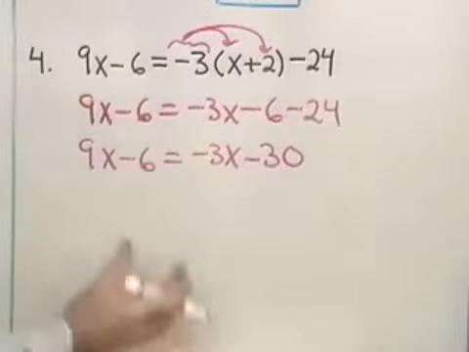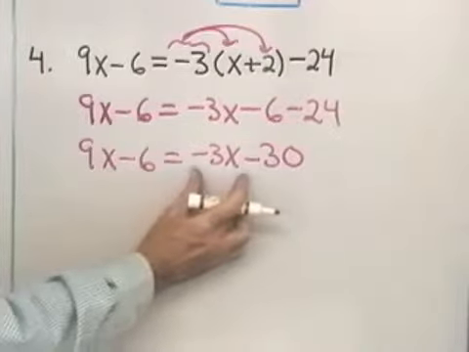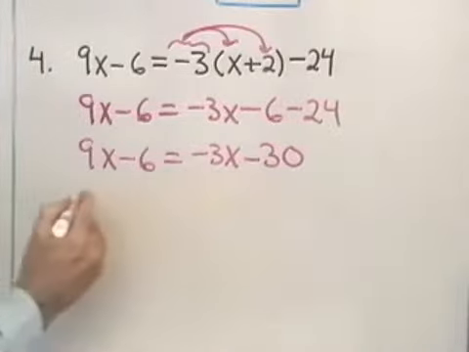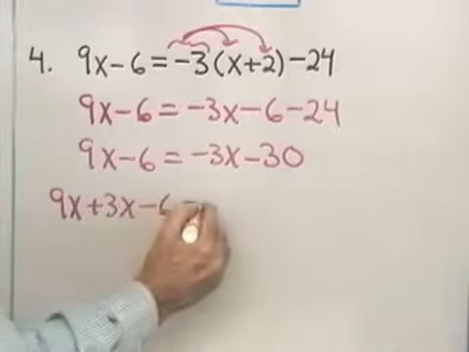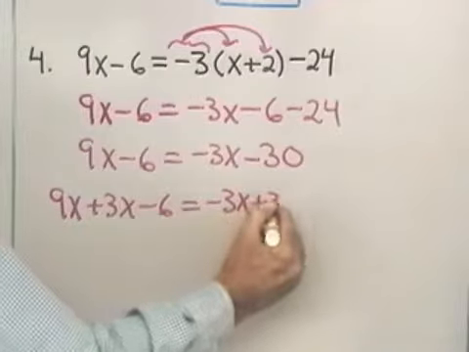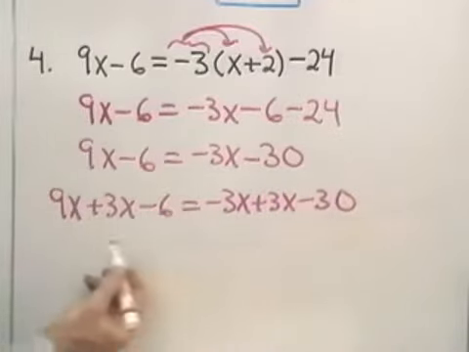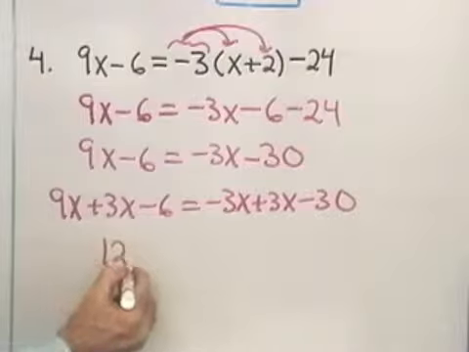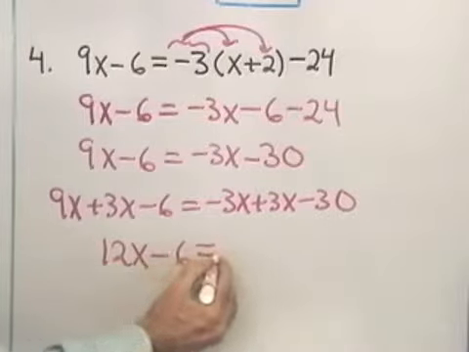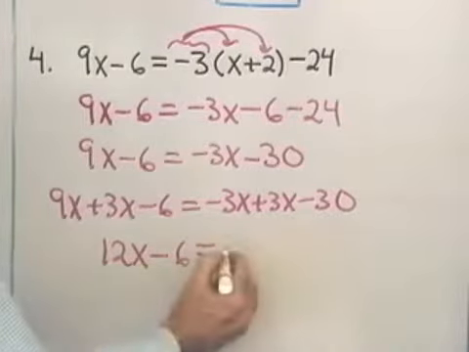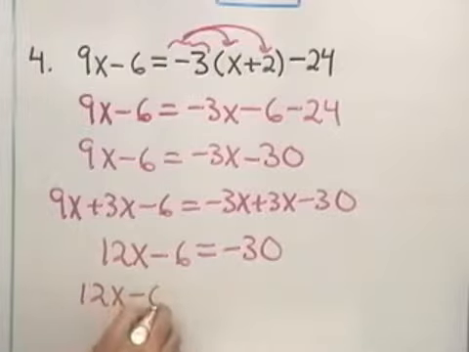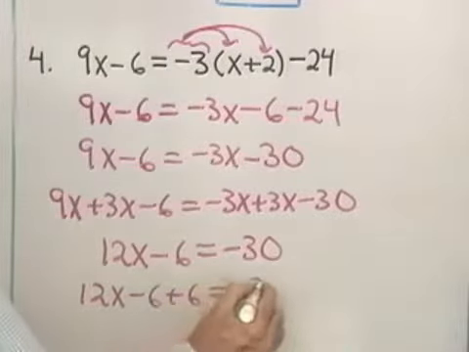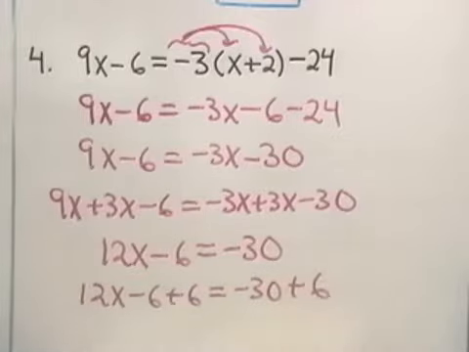Let's get all our variable terms on the left side, so I'll start by getting rid of the variable term that's on the right side. I'll do that by adding its opposite to both sides. 9x plus 3x is 12x minus 6 is equal to 0 plus negative 30, which is just negative 30. Now I'll add 6 to both sides of the equation. 12x minus 6 plus 6 is equal to negative 30 plus 6.